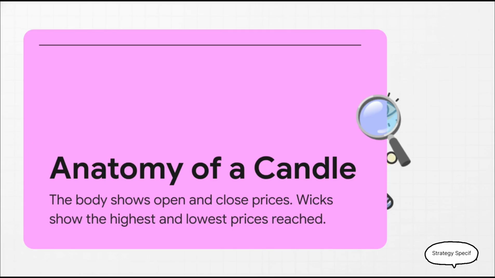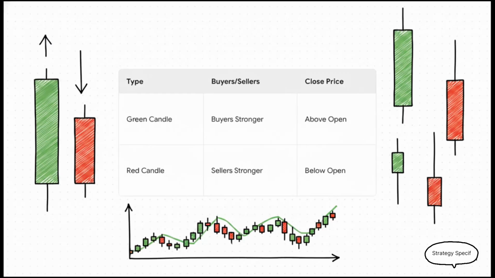These wicks show you the absolute highest and lowest prices reached during that specific time frame. Wicks reveal those hidden market rejections. Like, imagine when price dips below a support line but then violently bounces back up before closing. A basic line chart completely ignores that epic battle. And understanding this brilliantly illustrates market momentum.